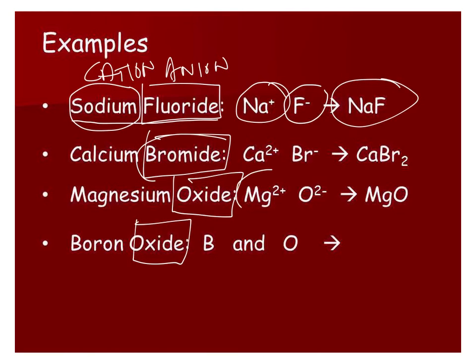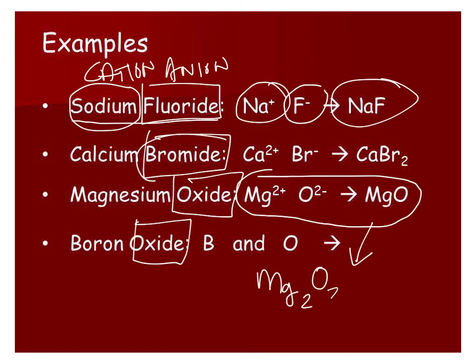Now let's look specifically at this one here. If you were to do it by the convention way that I just showed you with the crisscross, you would get Mg2O2. Now I can tell you that Mg2O2 is not the correct formula for magnesium oxide. Magnesium oxide is written MgO. Now, why is MgO the more correct version of Mg2O2?